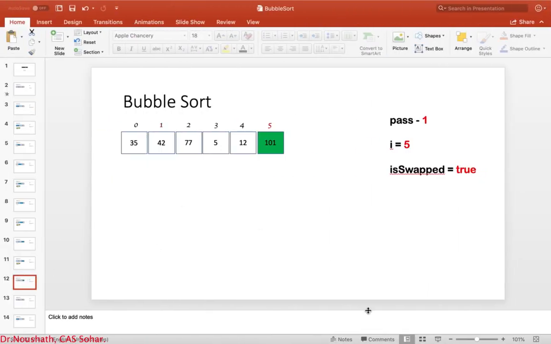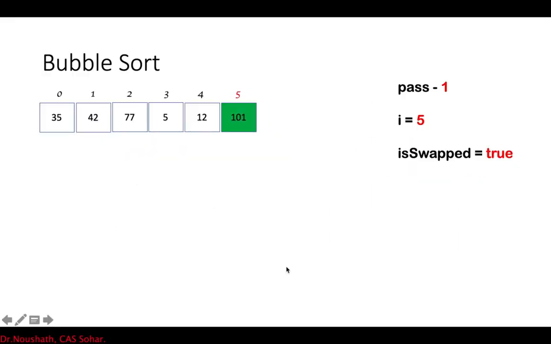Now let's go to our example and see how the next pass works. Okay, please note that the decision to do one more pass depends on this variable is swapped. Okay, if is swapped is turned true, we will be doing one more pass. So this is the stopping condition for our algorithm. Now because is swapped is true, we will do one more pass.